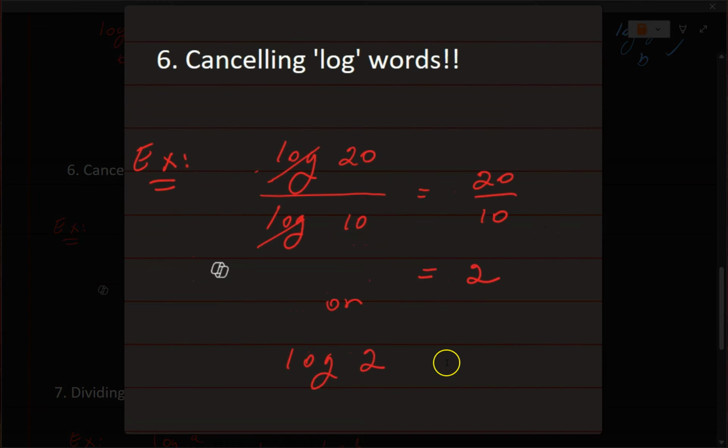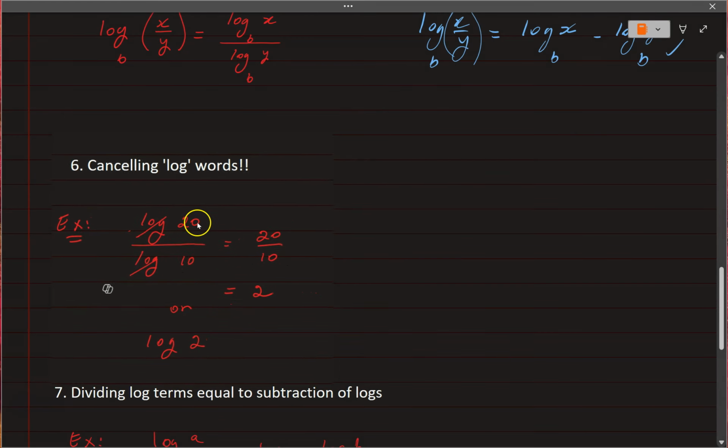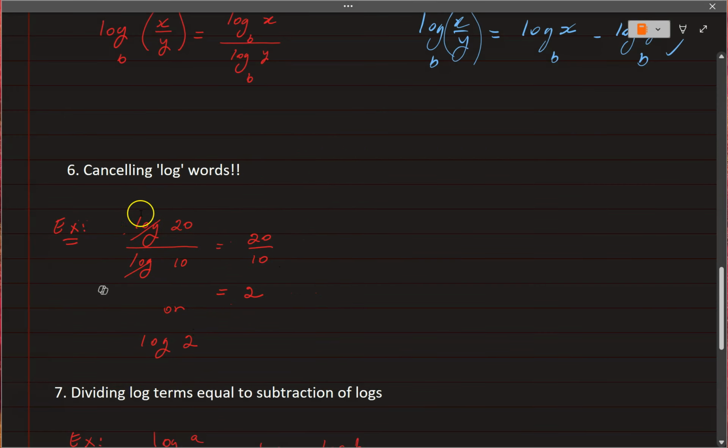And sometimes what they do, they actually say, okay, log of 20 divided by log of 10. They say, oh, that's log of 20 divided by log of 10, so just 20 divided by 10 as 2. So that's log of 2. So that's also incorrect, right? So both of these are incorrect. Make sure you know how to do that.